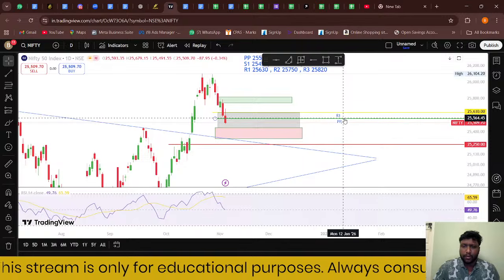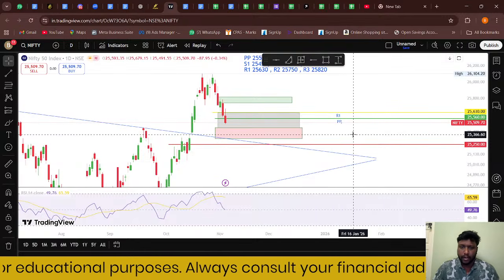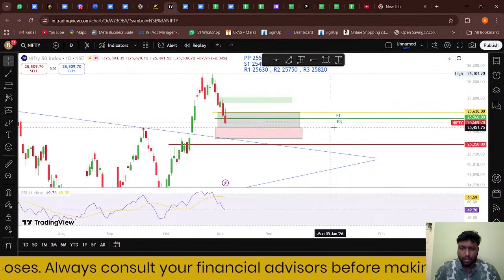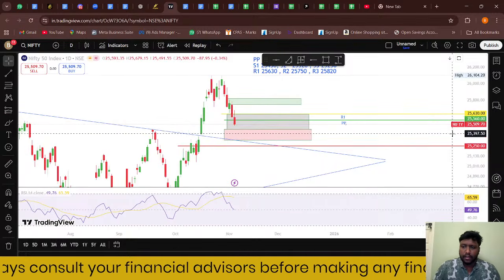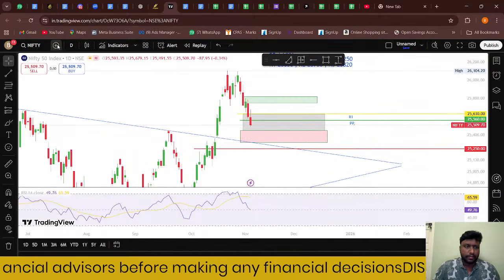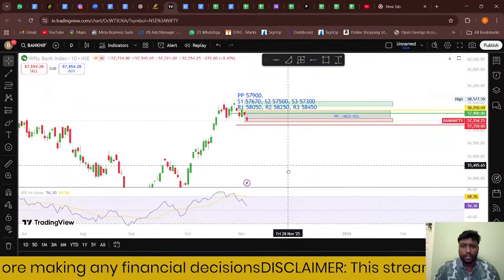Keep in mind that for the pivot point, any movement above this with a higher volume can validate our bullish continuation. As long as it is trading below this pivot point, then definitely the market is going to continue its bearish weakness. So let's quickly move on to the Bank Nifty side.